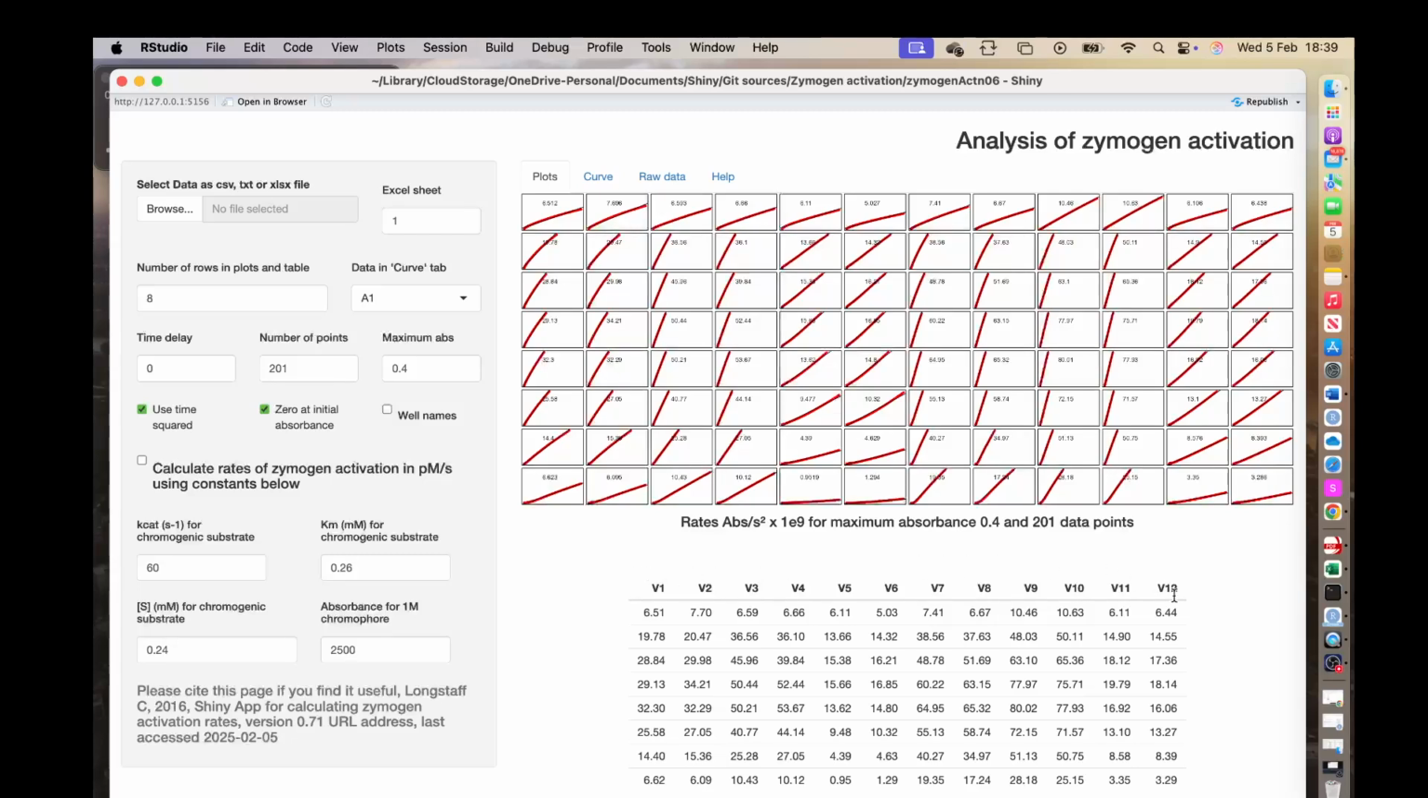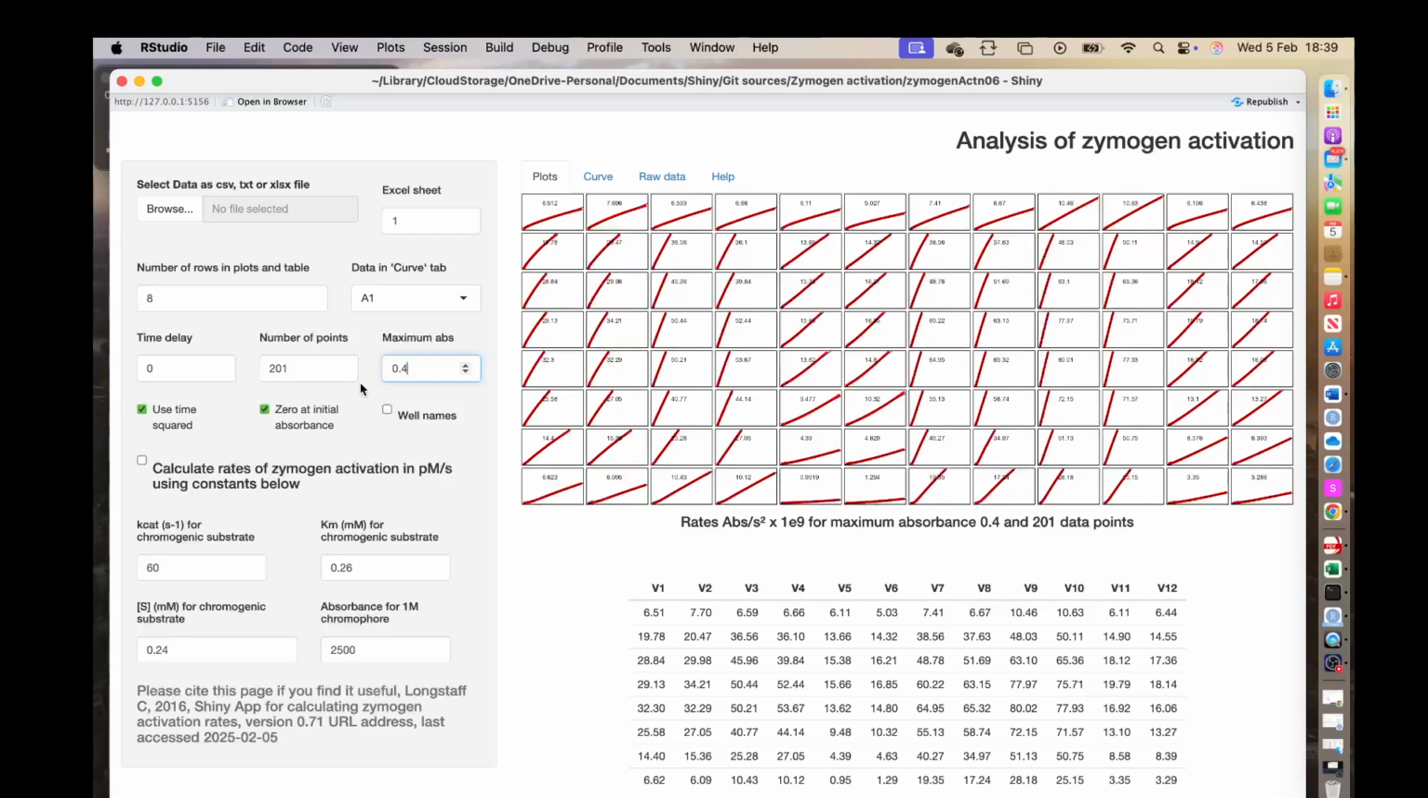The default settings show these results as rates of absorbance change versus seconds squared calculated from the plots. Because the rates are small numbers, they have been multiplied by 10 to the power 9 for convenience. The left panel includes a number of settings which control the way results are calculated. I will say more about loading your own data later. However, two very important settings here are number of points and maximum absorbance, which control how much of your data is shown and is used for the calculations.